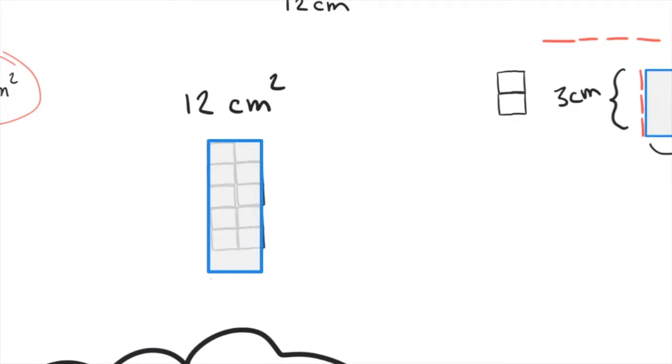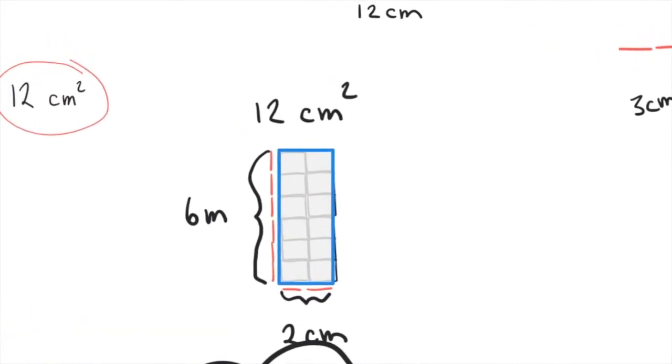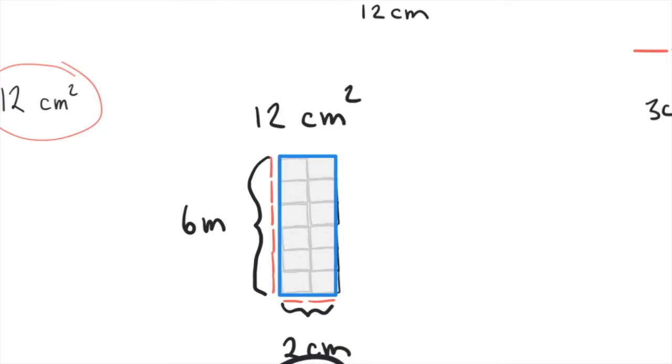And as you can see as I finish up here, in fact, it does have an inside space that is the same as 12 square centimeters. And let's look at its dimensions. It has a length here of 1, 2, 3, 4, 5, 6 centimeters, and a width here of 1, 2 centimeters, giving it again an area of 12 square centimeters.